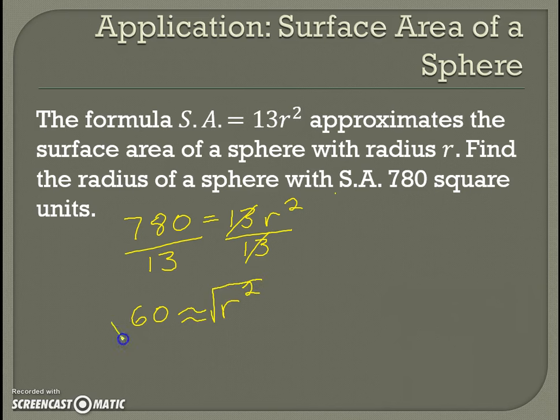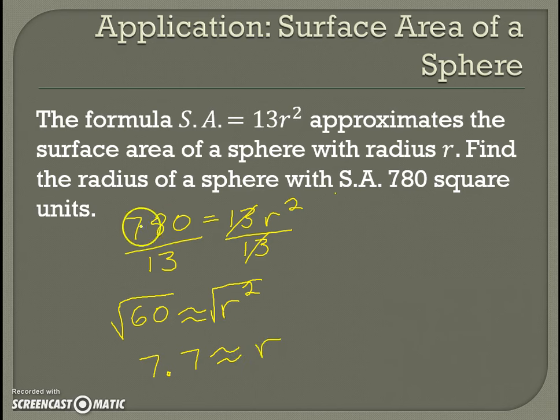And then we'll talk more about properties of equality as the year goes on. But if I find the square root of this side, in order for this sign to stay true, I have to also find the square root of this side. And when I do that, I get approximately 7.7. So the radius is going to be 7.7.